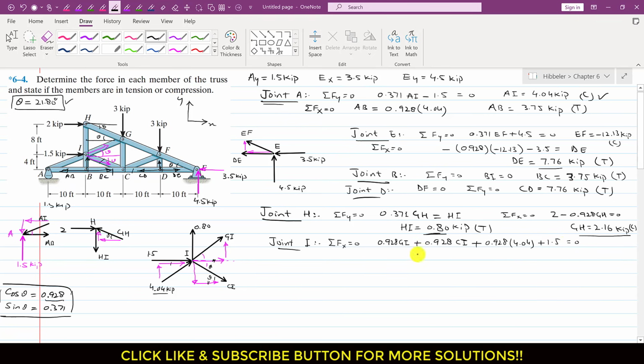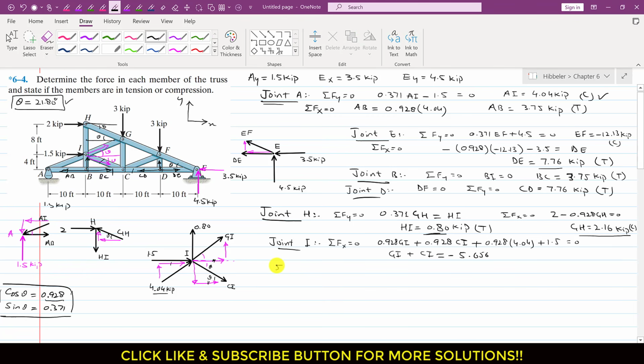So now if we divide this whole equation by 0.928, we will be left with GI plus CI plus 4.04 plus 1.5 divided by 0.928. This will be equal to 0. And if we add both of these, we will be left with 5.656, or we can say that GI plus CI is equal to minus 5.656, right?